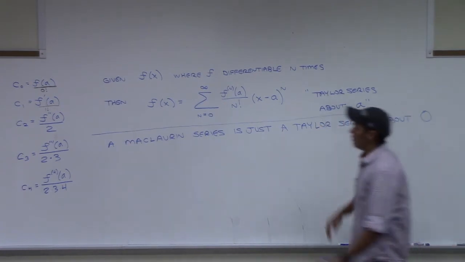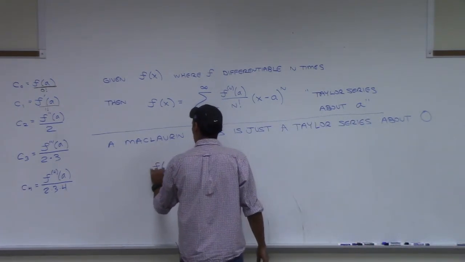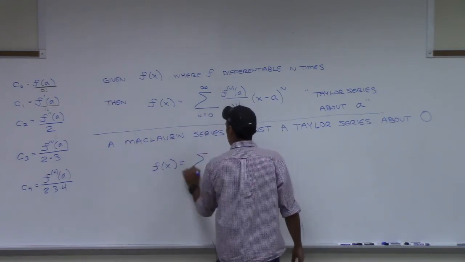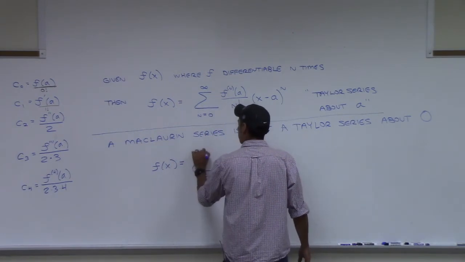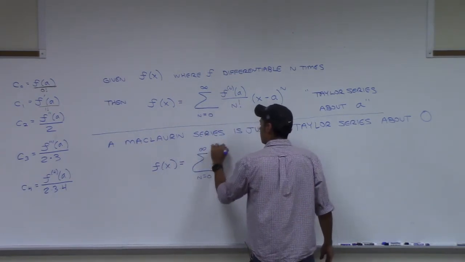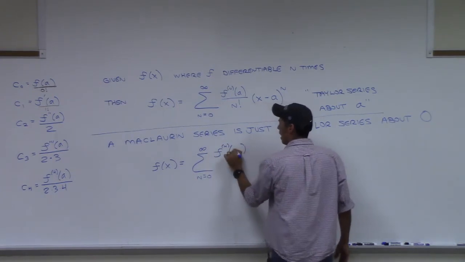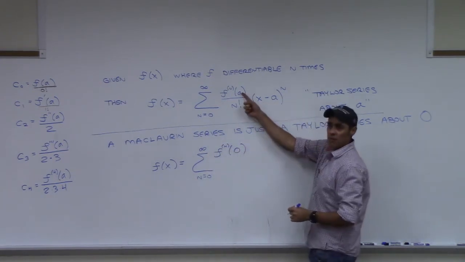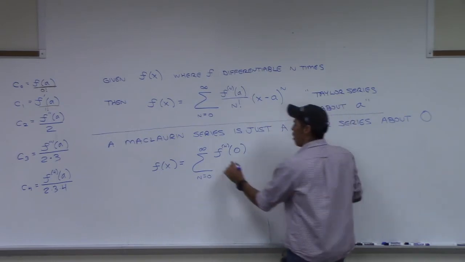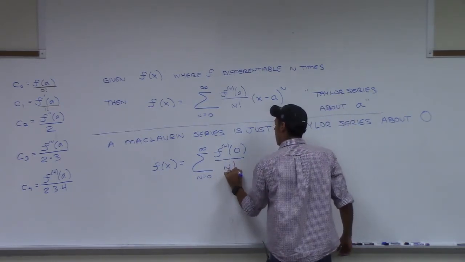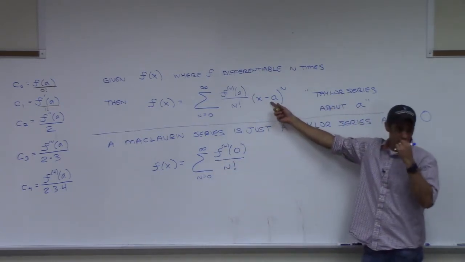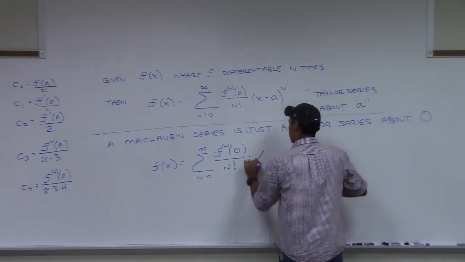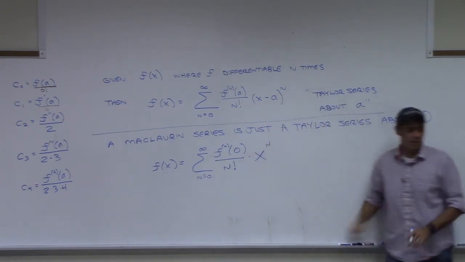So what would this formula change to for Maclaurin? It would be the sum n equals 0 to infinity of the nth derivative where? At 0. So all you're doing is replacing a with 0, over n factorial. And then this becomes what? Times x to the n. So that's your Maclaurin series.